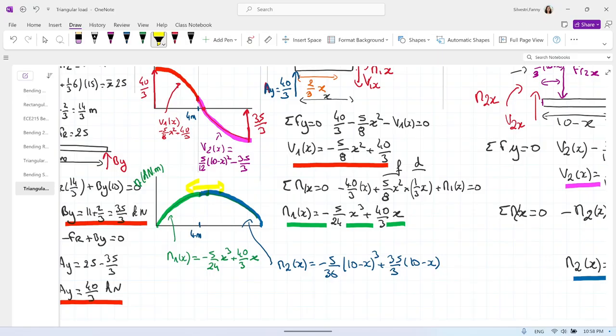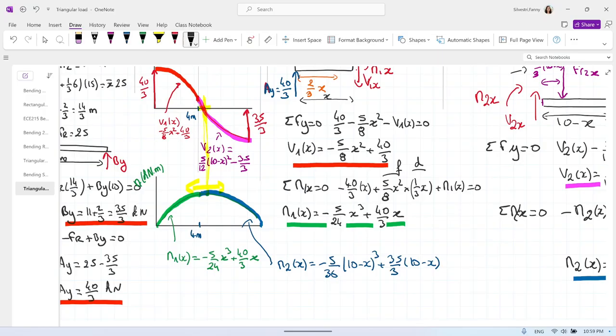remember, the moment is the integral of the shearing. So where the slope of the moment is 0, I mean where the shear is 0, it's there. Okay. Oops. So this is the same point.